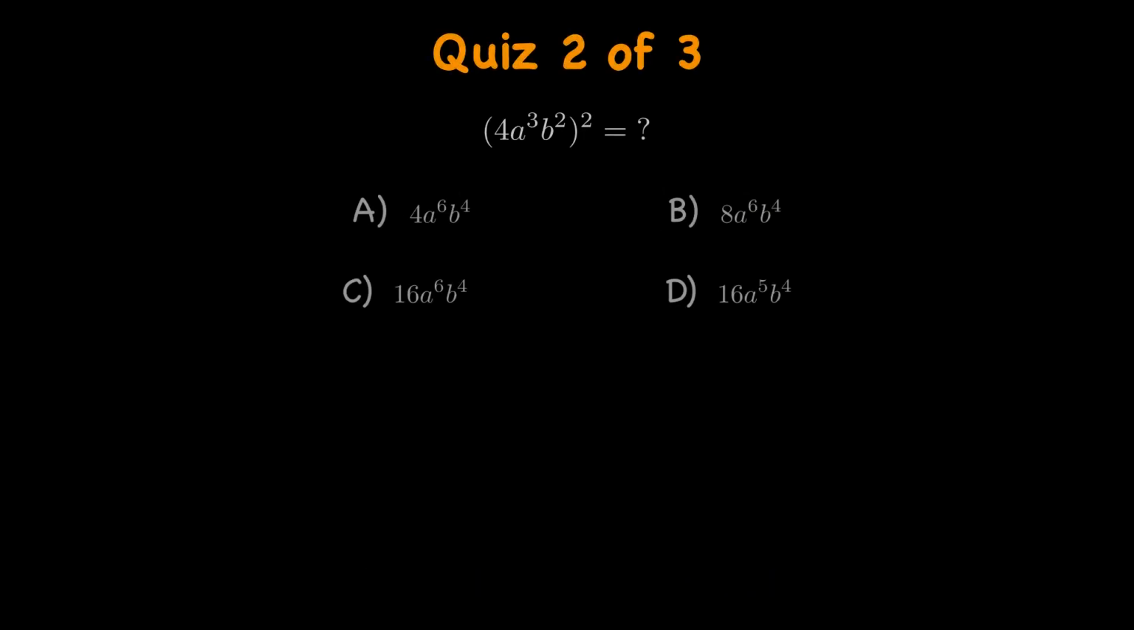Quiz 2 of 3. (4a cubed b squared) all squared equals what? A, 4a to the 6 b to the 4. B, 8a to the 6 b to the 4. C, 16a to the 6 b to the 4. D, 16a to the 5 b to the 4.